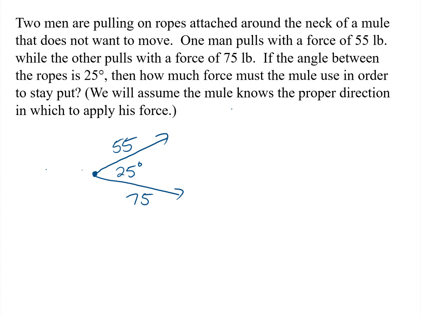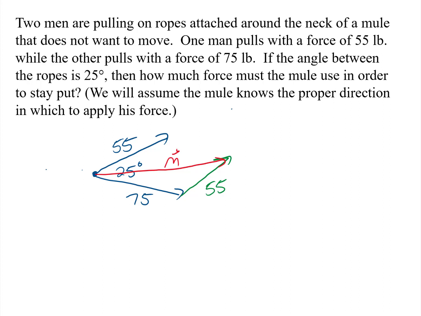And we want to know how much force the mule must use in order to stay put. Assume the mule knows the proper direction to apply the force. So if we add these two forces together, then the mule essentially needs a force equivalent to the resultant. It would be pulling in the other direction, but the strength of it, or the length of that vector, that would need to be the magnitude of that force. So that would be what the mule needs.